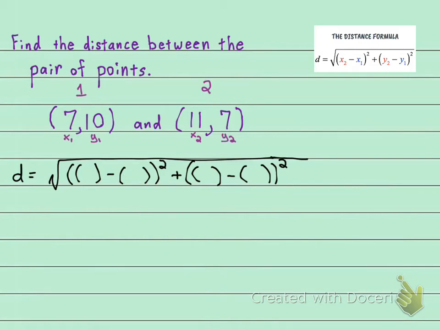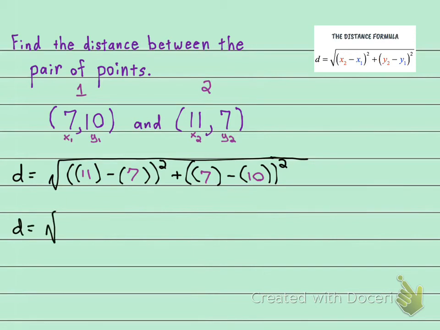Now we only have positive numbers here, so let's go ahead and plug them in. First I'm going to plug in x2, which is 11. Then I'm going to plug in x1, which is 7. And then y sub 2, which is also 7. And y sub 1, which is 10. Okay, and now it's just some calculator work to get our answers.